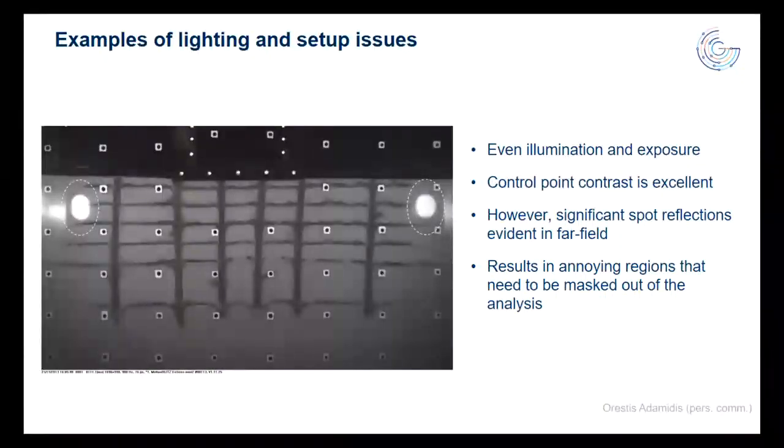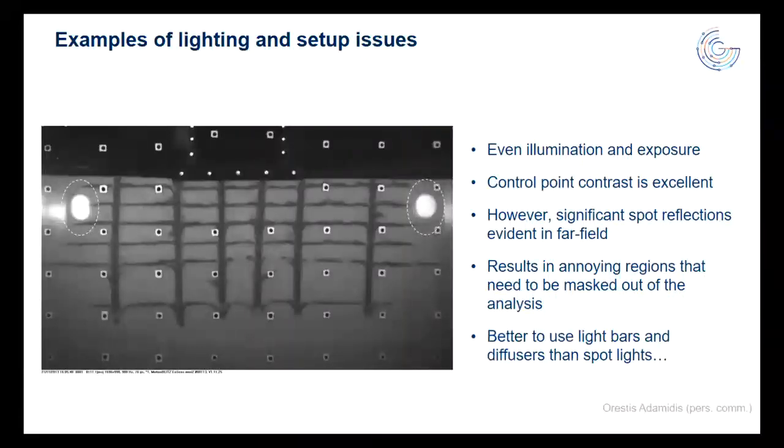Now, it's not always avoidable to get rid of these reflections entirely. In this case, we've improved the situation in Cambridge by using larger, more diffuse light panels and more of them. But particularly if you're performing the sort of dynamic test that Orestes is performing here, the lighting becomes even more critical. And this was a dynamic test, which is why Orestes couldn't do without these lights and why he had to suffer the effects of the reflections. So in general, better to use light bars and diffusers than spotlights, but sometimes needs must.